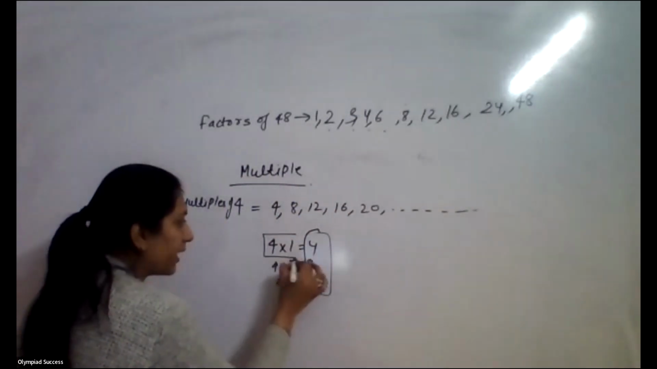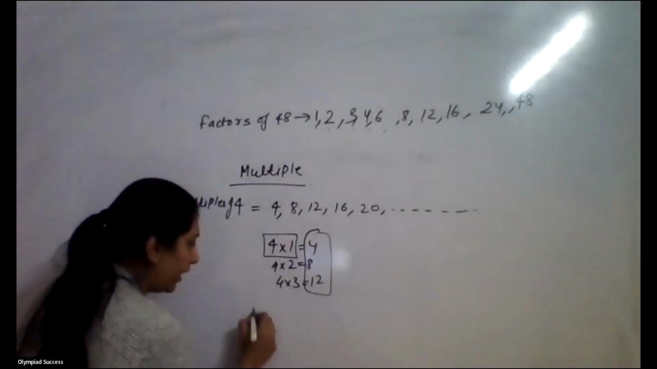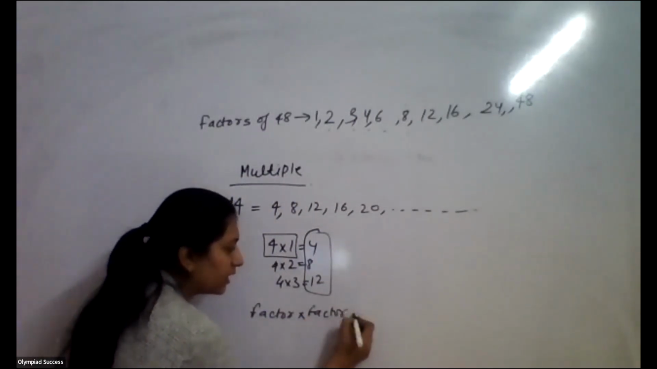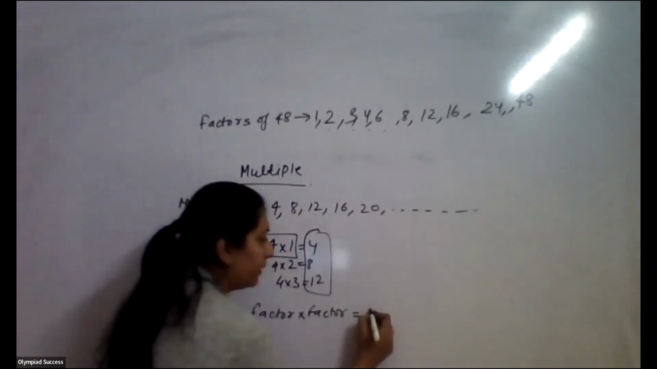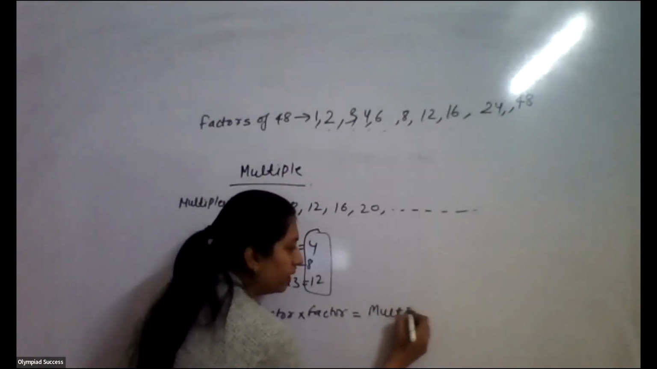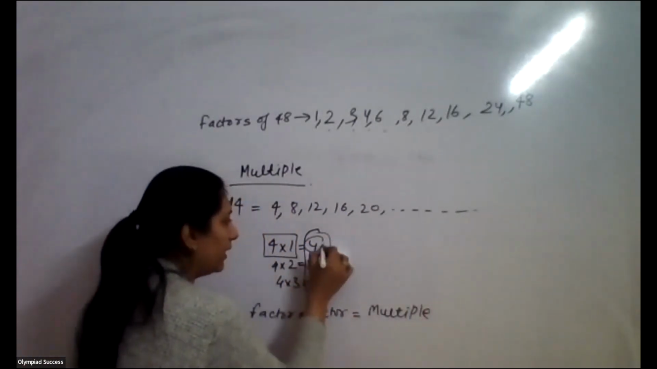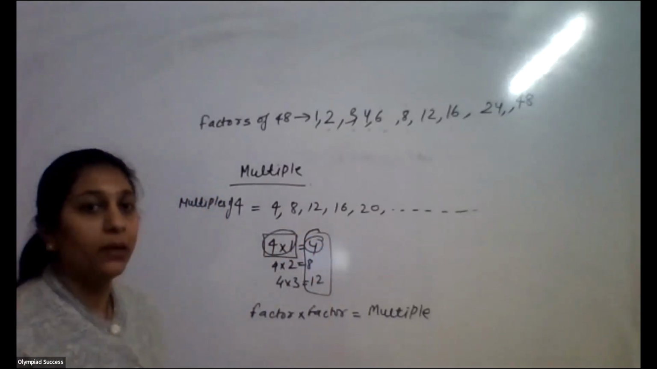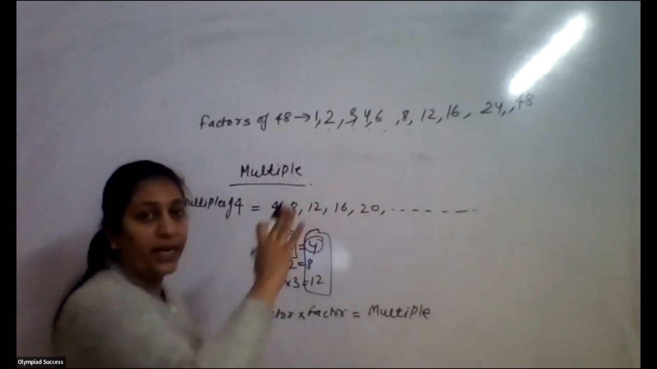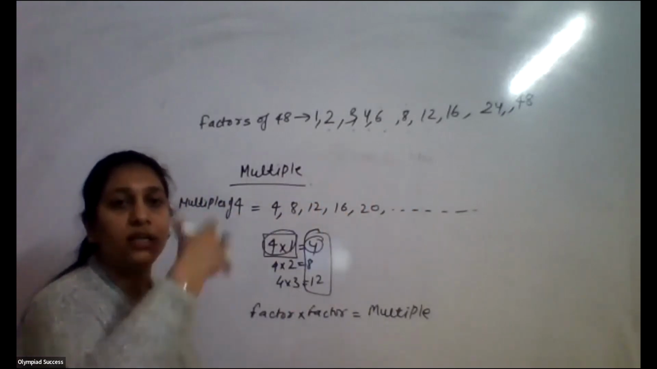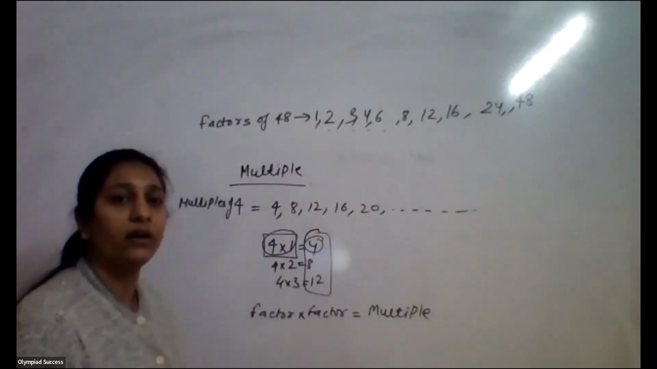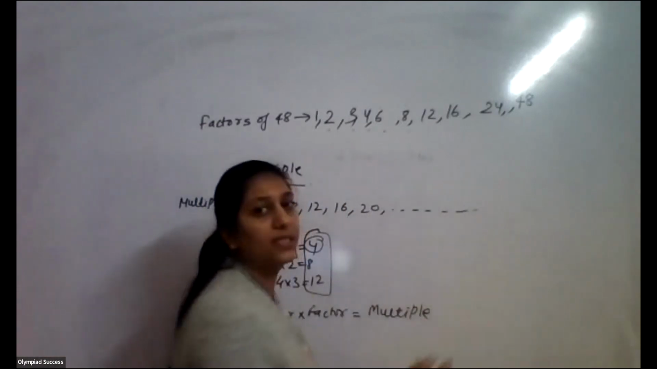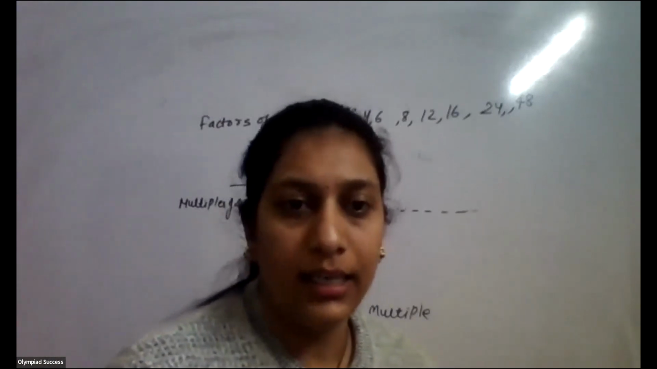So when two factors are multiplied together, the result or the product you get is called a multiple. So this is your multiple, and these two numbers are the factors. Because we can go up to infinity: 4 into 1000, 4 into 2000, 4 into 100,000 will give you something. So we can say that multiples are infinite in nature.